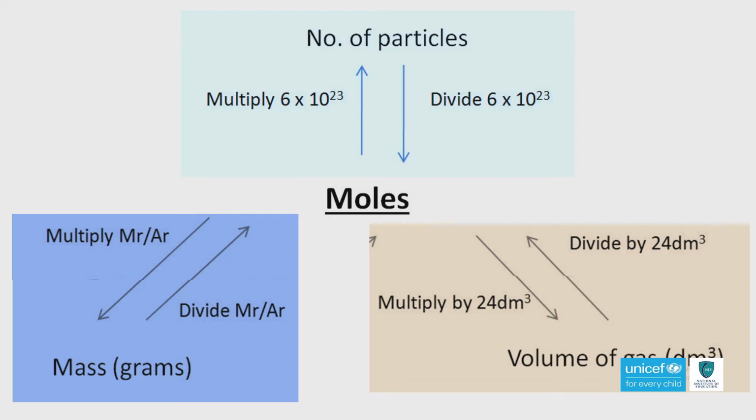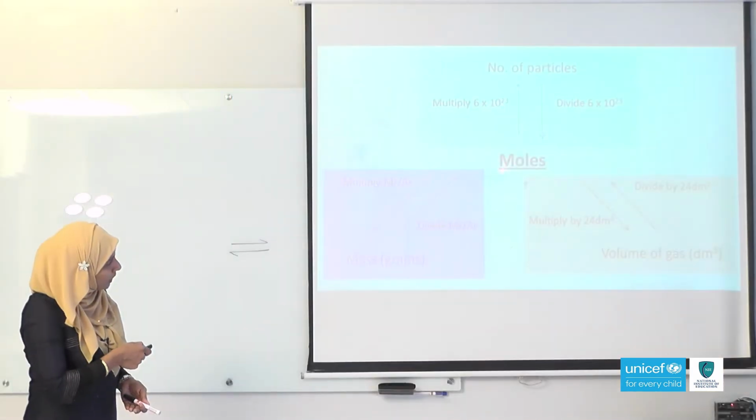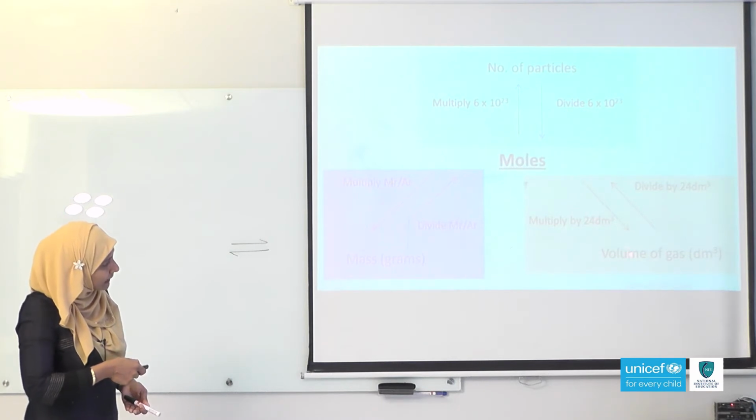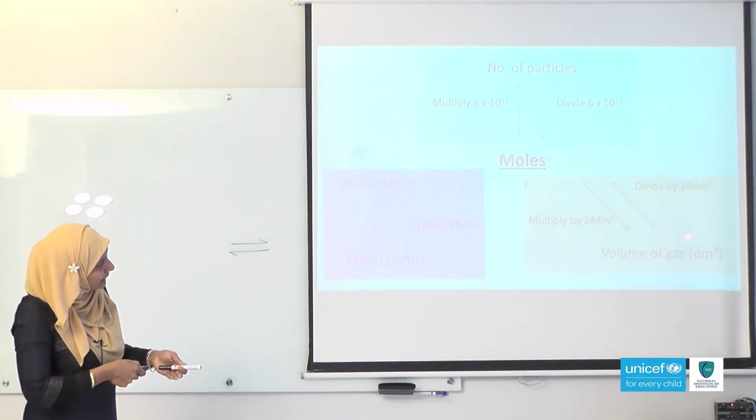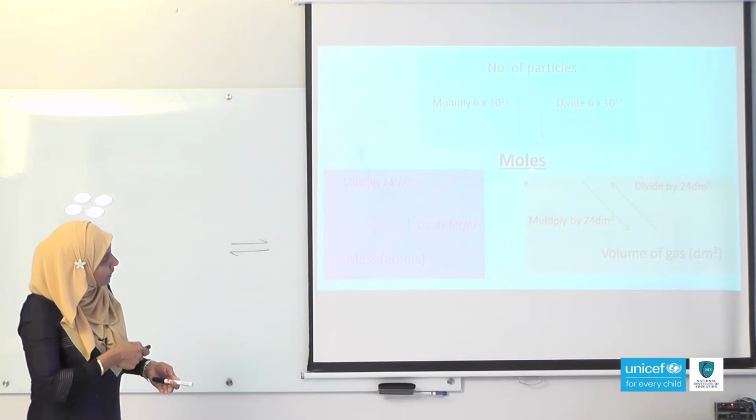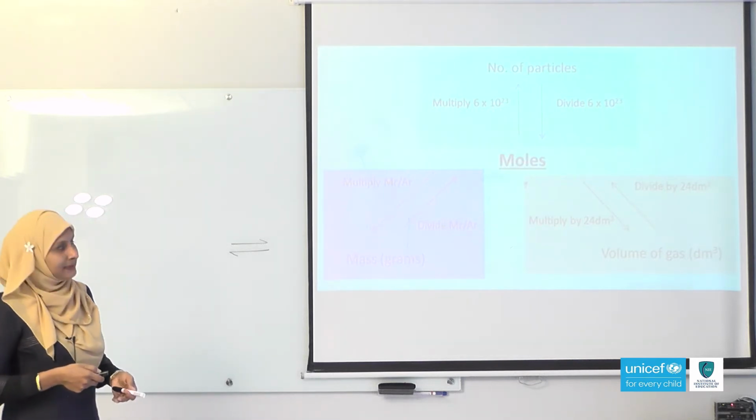Now, if you want to convert moles to mass, moles need to be multiplied by the molar mass or atomic mass in order to find the mass of the substance. If you want to go back from mass to moles, mass needs to be divided by the molar mass or atomic mass in order to find the number of moles. Similarly, to convert moles to volume, moles can be multiplied by 24 dm³ to get the volume of gas, and volume of gas needs to be divided by 24 dm³ in order to work out the number of moles of substance.